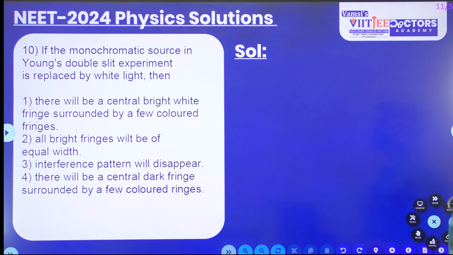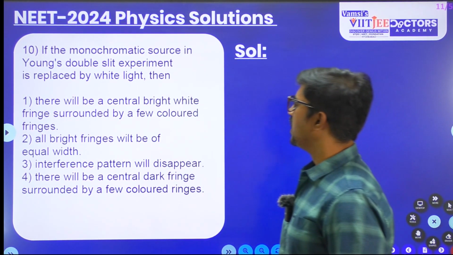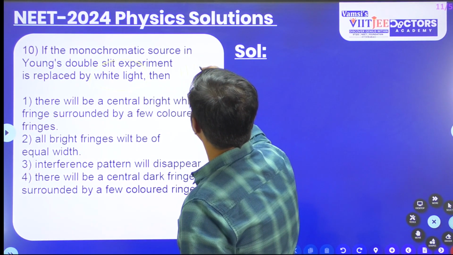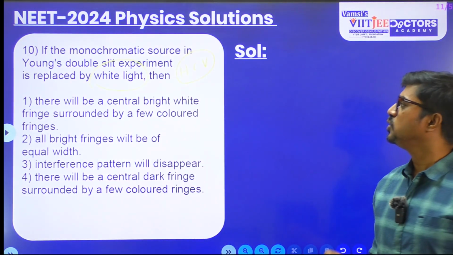And next question. If a monochromatic source in Young's double slit experiment is replaced by white light. Yeah, this question is directly from H.C. Verma, Concepts of Physics by H.C. Verma. You have an objective question. If you know it, you will be able to do it.